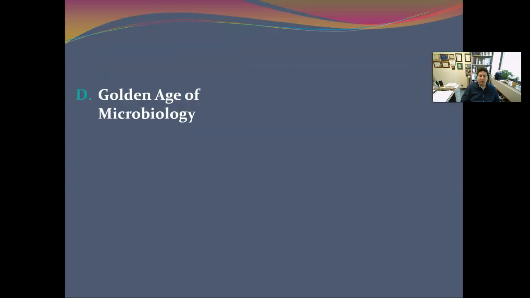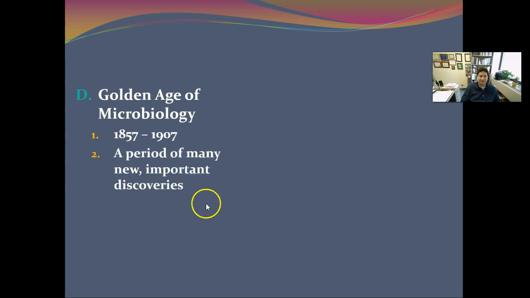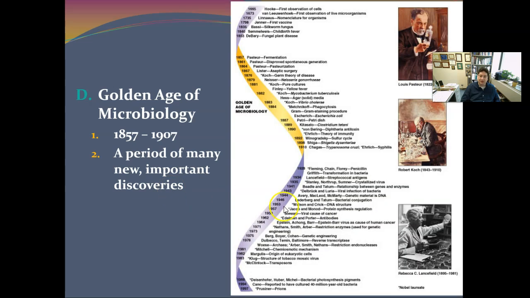Okay? Now, if we fast forward past Robert Hooke and Leeuwenhoek, we get to what's called the golden age of microbiology, right here, 1857 to about 1907. Now, why this is called a golden age is this is a period of many new important discoveries that were made in microbiology. So if we look at the time scale here, the yellow period here is about the golden age of microbiology, where a lot was happening. And we'll be looking at other key figures like Louis Pasteur here, Robert Koch here, a little bit later in the course.